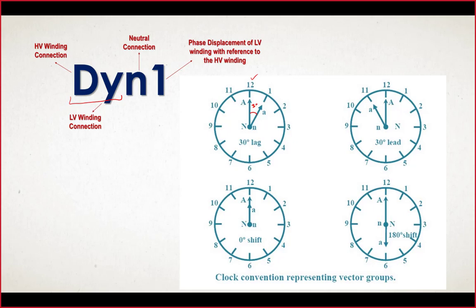So now how to write this last number to describe the phase difference? That will be in such a way that we put the high voltage side along the 12 here, and the position of the low voltage side vector will be with respect to the high side. If the low voltage side is lagging behind the high side by 30 degrees, this will be the position of the low voltage vector, and we write here 1. If the low voltage side is leading with respect to the high voltage side by 30 degrees, this will be the position of the low voltage side. So that will become 11.